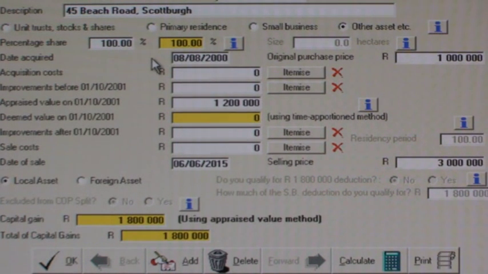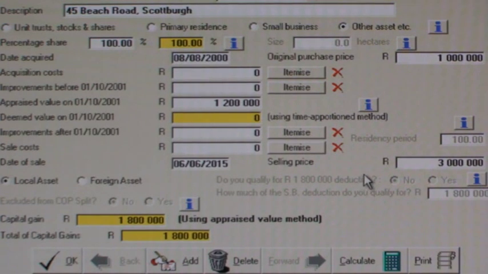Here I've changed the figures. We can see the date acquired was the 8th of August 2000. The purchase price was 1 million rand. We had the property valued on the valuation date on the 1st of the 10th 2001 and it was valued at 1.2 million. Here's our date of sale, 6th of June 2015, and there's our selling price of 3 million rand. This 1.2 million rand valuation is now our base cost.